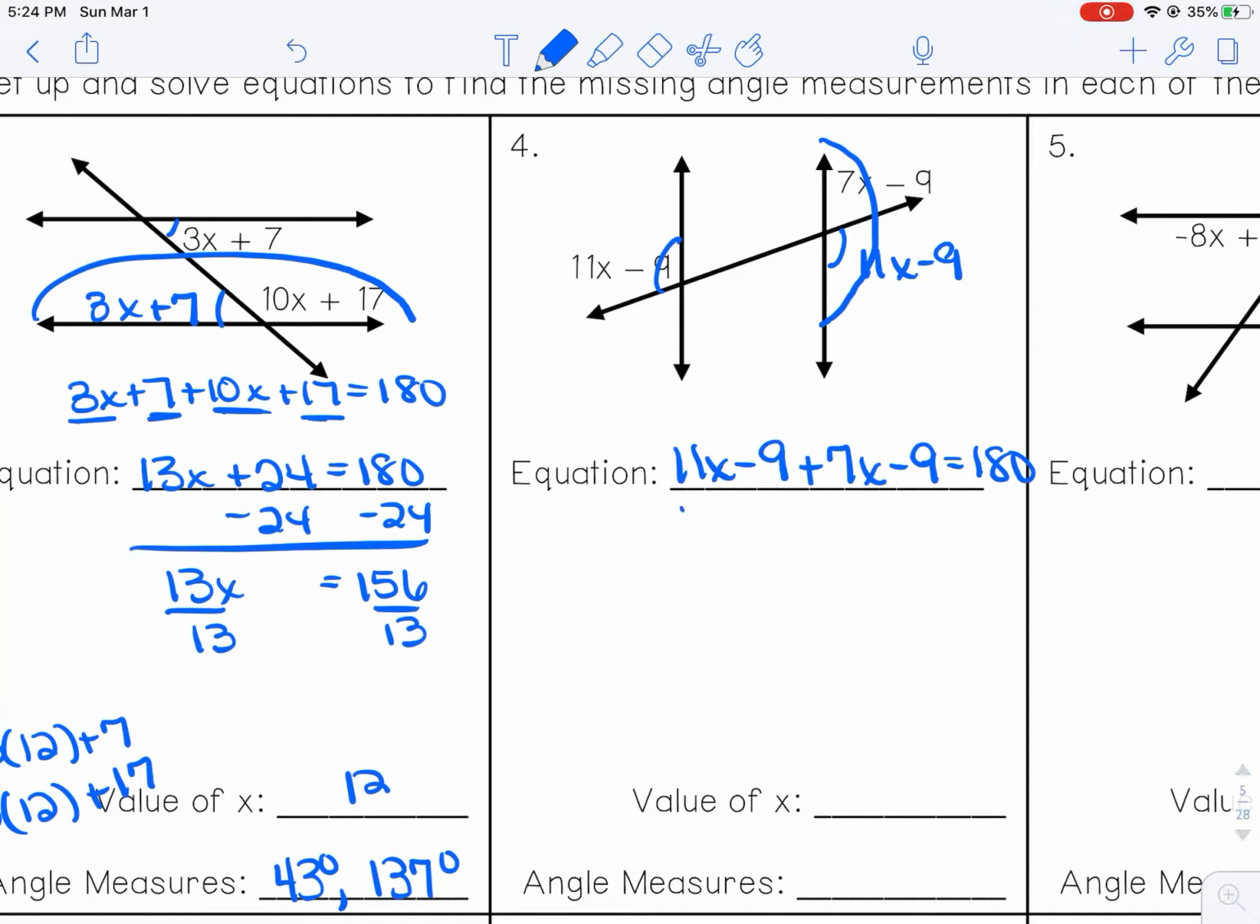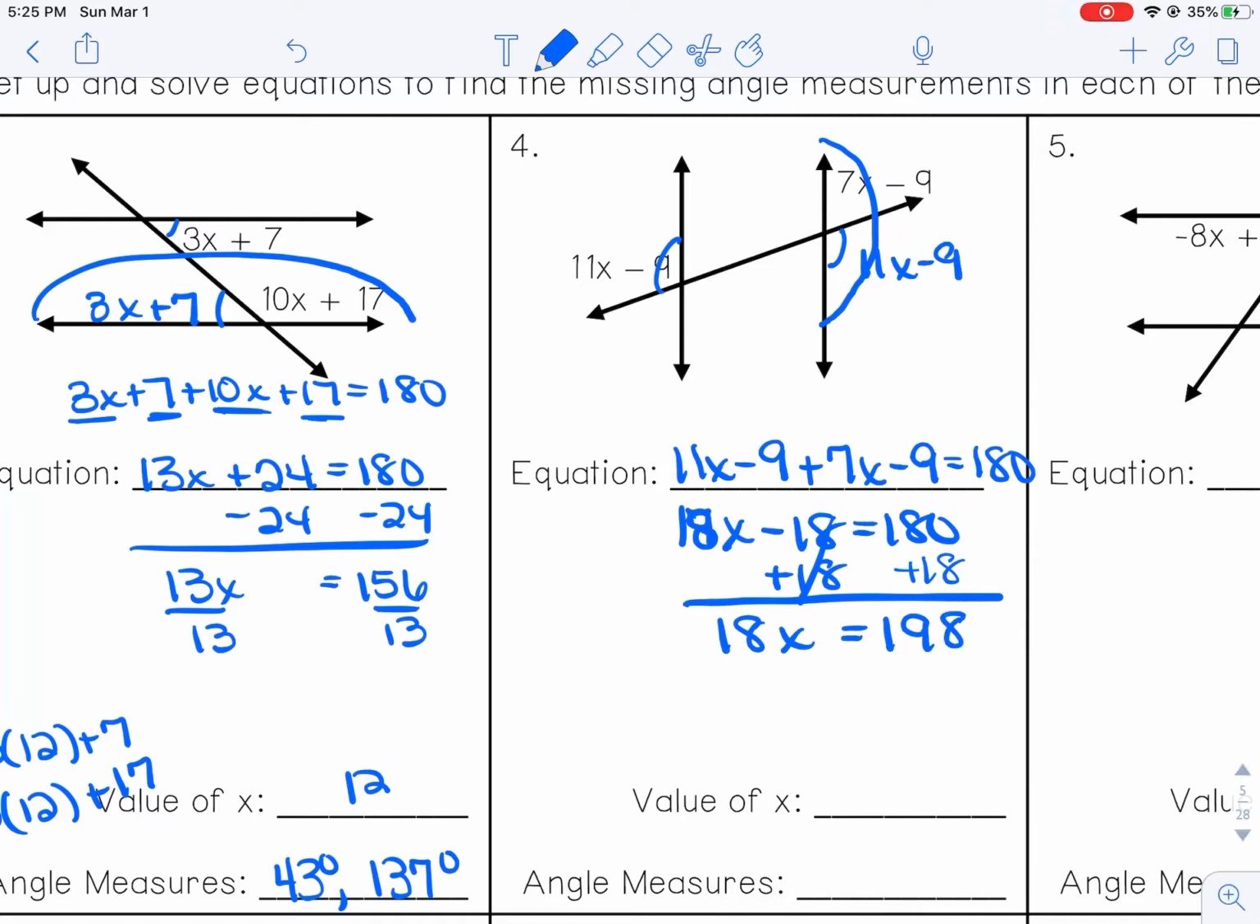Okay, so we're going to add our like terms together, 17x, and our like constants minus 18 equals 180. And that's an 18x, okay? So I add 18 to each side. 18x is equal to 198. Okay, divide each side by 18, and x should equal 11.